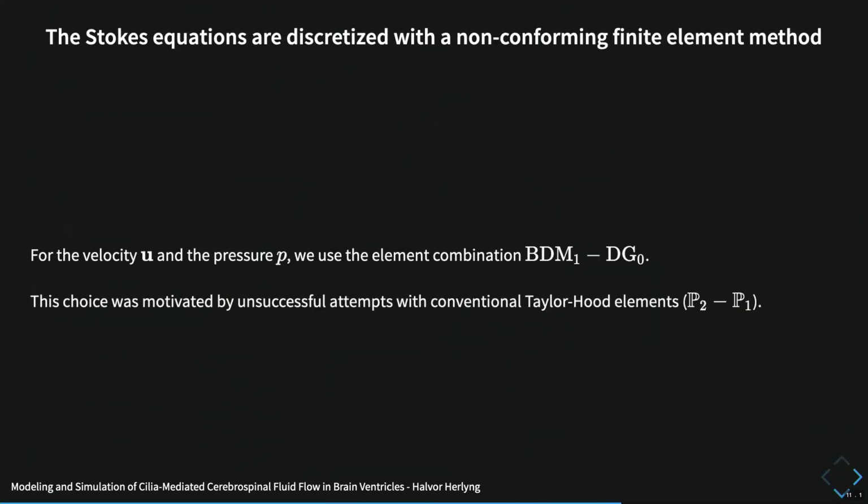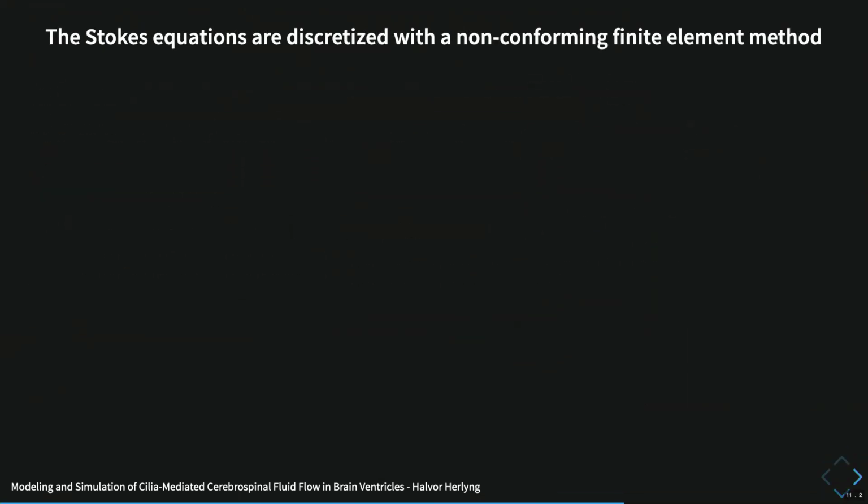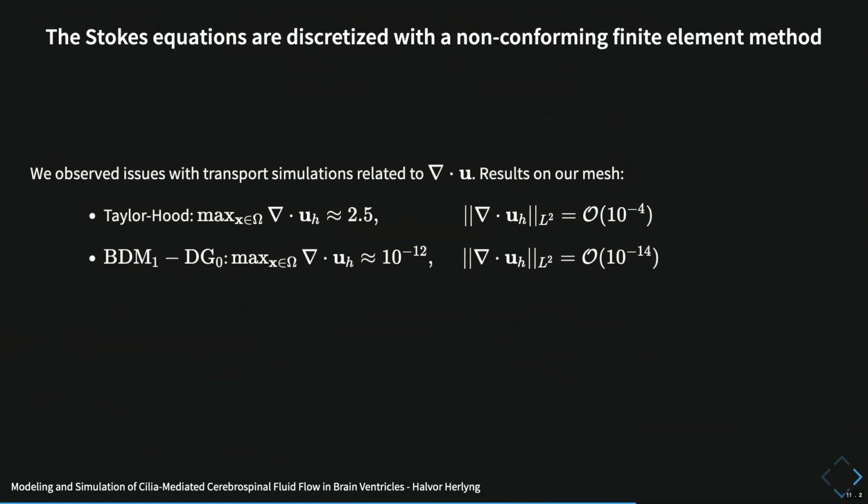We discretize the Stokes equations with a non-conforming finite element method. We use Brezzi-Douglas-Marini elements for the velocity and DG elements for the pressure. So this was motivated by the fact that we were having troubles with the transport simulations. That's where the root cause seemed to be, that mass was not conserved. So first we're using Taylor-Hood elements, doing some tests on the zebrafish mesh.